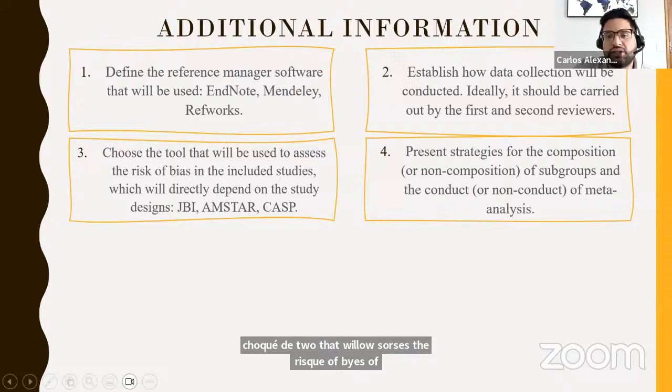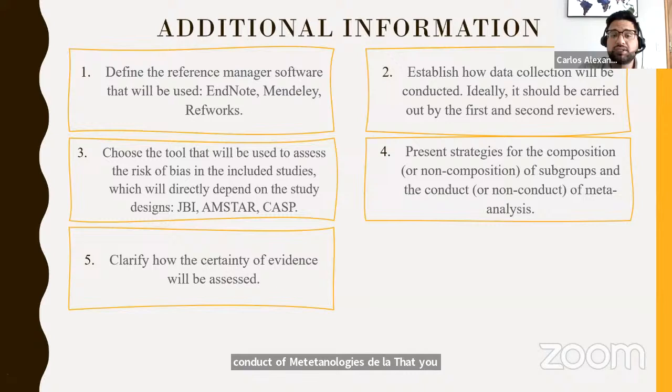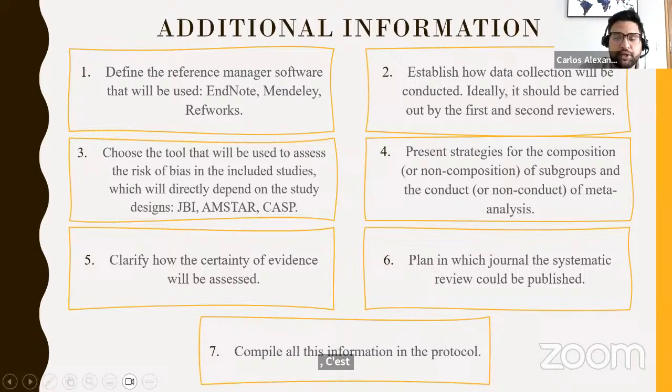Also, present strategies for composition or non-composition of subgroups and the conduct or non-conduct of meta-analysis, depending, of course, on the data that you have in your study. Clarify how the certainty of evidence will be assessed. Plan the journal that you're going to submit your paper to, and compile all this information in the protocol.